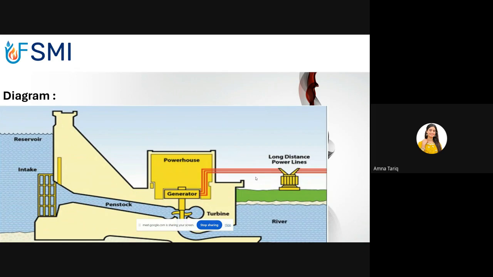This is a diagram of impoundment. With the help of this diagram, we understand the working process of impoundment. Okay, so in this diagram, first we see this is a reservoir. A dam is constructed across a river, creating a large reservoir of water. The dam collects and stores the potential energy of the water held back by the dam.